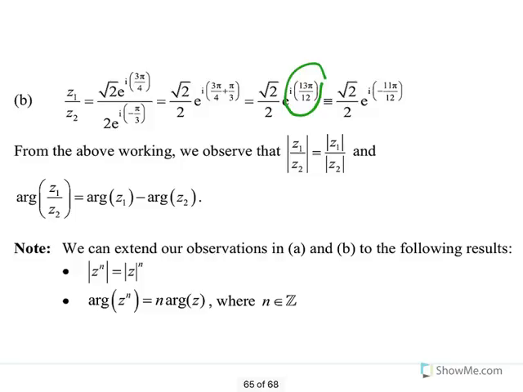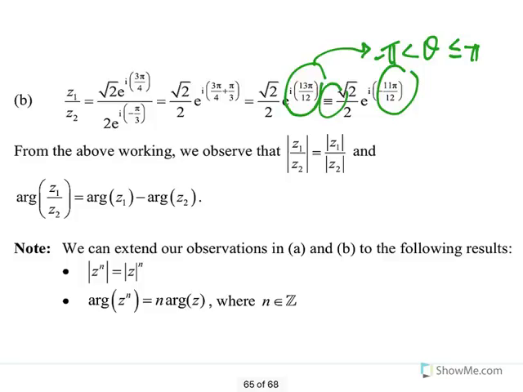Then what we need to do is convert our argument back into the principal range. We need to check that theta must be between pi and negative pi. So that's why it's an equivalent sign and we convert our argument back to the principal range.